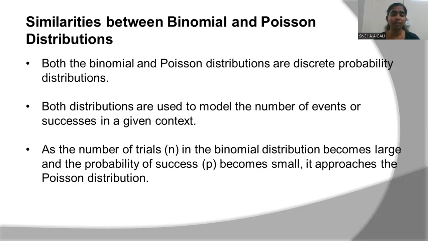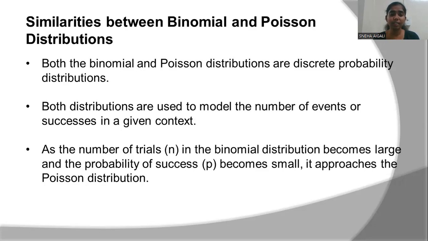Now, as we have seen the differences, let us see what the similarities are between the binomial distribution and the Poisson distribution. Both binomial and Poisson distributions are discrete probability distributions, as we have seen earlier. Then, both the distributions are used to model the number of events or successes in a given context. That is, in a given range, both the distributions are used to model the number of events happening.